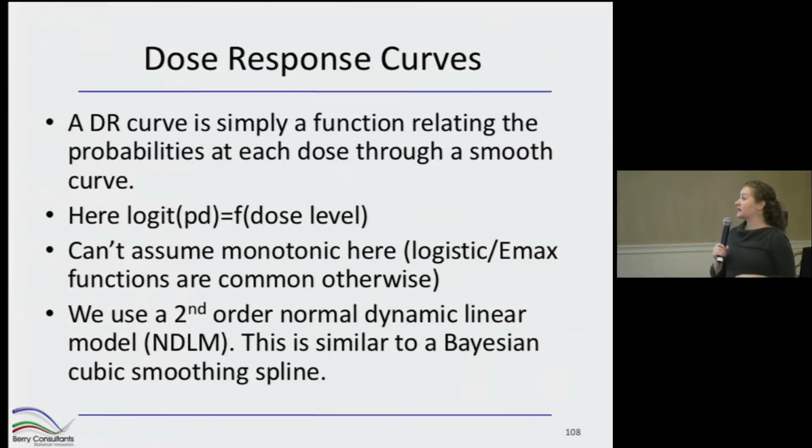So we can't assume something like a logistic curve or an Emax curve because those have a built-in assumption that the effect increases with dose. So we're going to use a model called a second-order normal dynamic linear model, or NDLM. This is kind of a smoothing spline function.